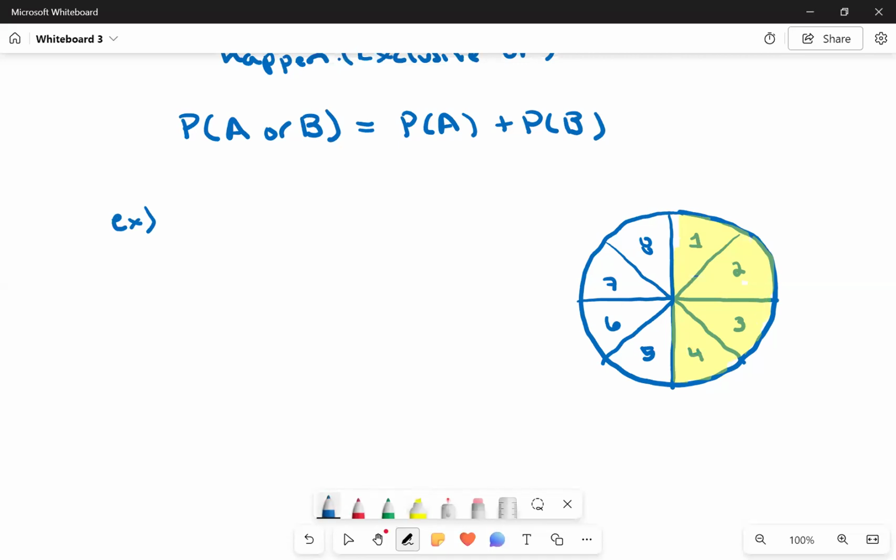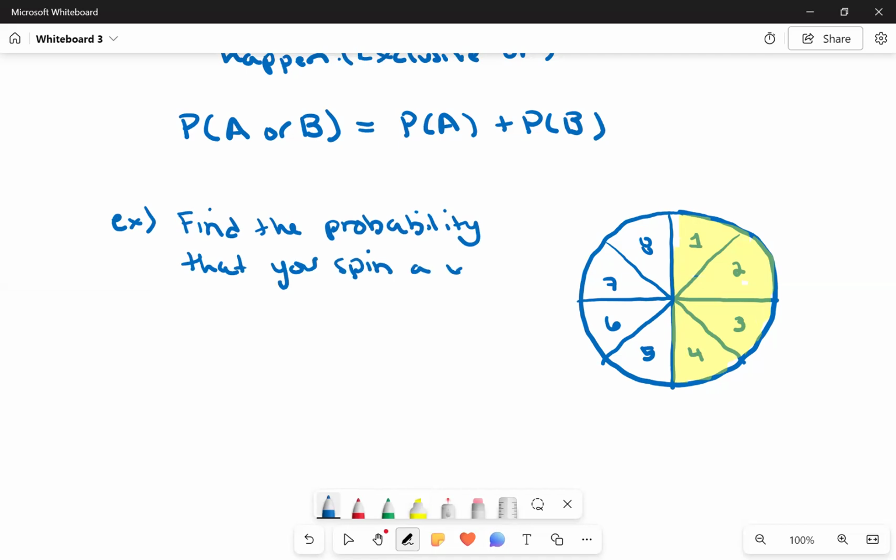Okay, so let's find the probability that you spin a white number or a number less than 3.